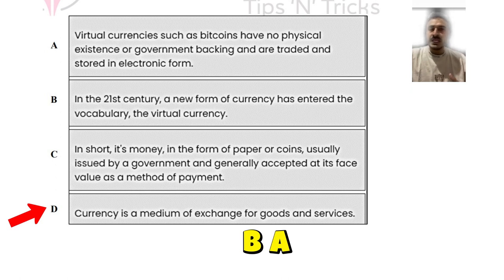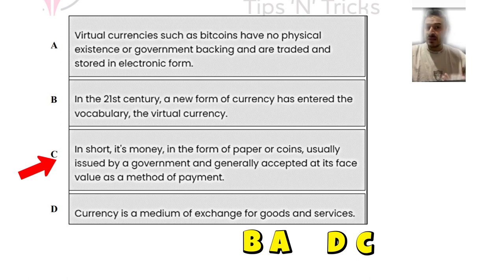So what is D? D is currency is a medium of exchange for goods and services. In real life, what are we doing? When we want to buy something, we have to pay. It's a currency. We are exchanging, right? So same in this case. Here we are talking about currency as a medium of exchange for goods and services. In short, it's money. Obviously, after D, C will come, in the form of paper or coins. Very simple. In the D option, we are talking about currency, and in the C option, we are explaining what is currency. Currency in the form of paper or coins, usually issued by government and generally accepted at its face value as a method of payment. After D, C will come.